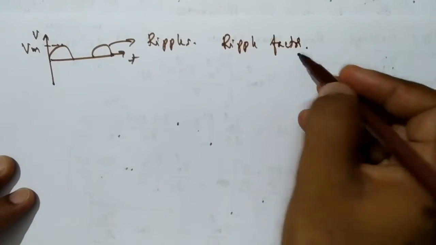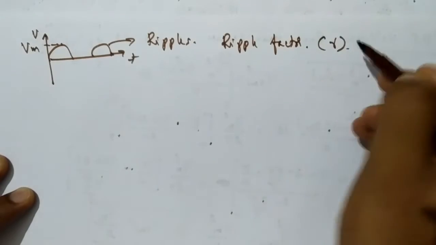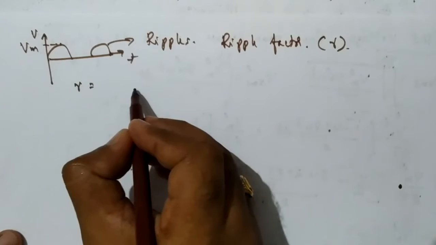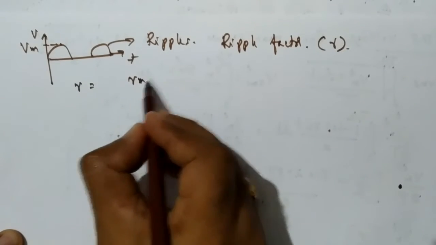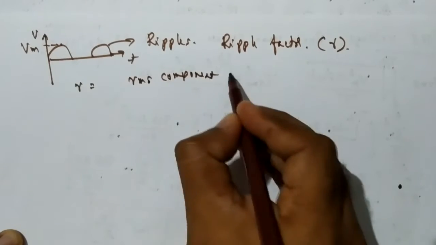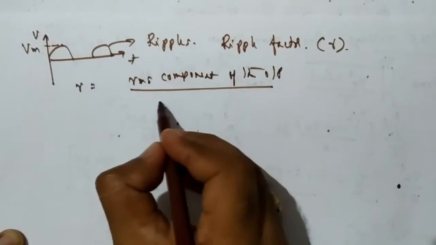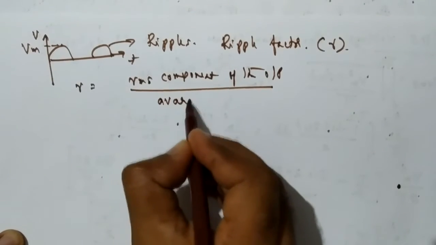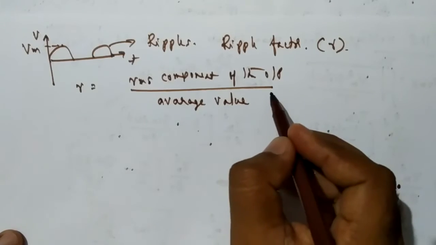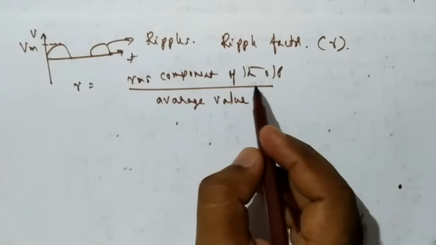Now we'll derive the expression for the ripple factor. We write this as small r. What is the ripple factor? Ripple factor is the ratio of the RMS component of the output divided by the average value. Average value is nothing but the DC value. Now we'll see what is the RMS value of the output.